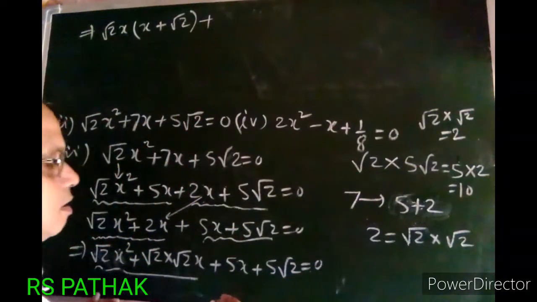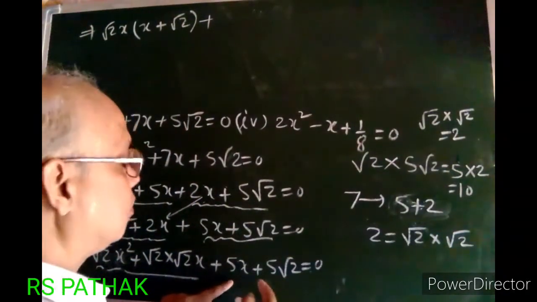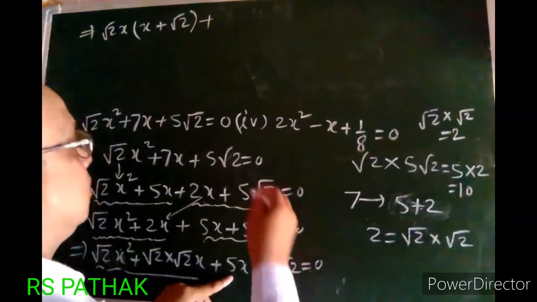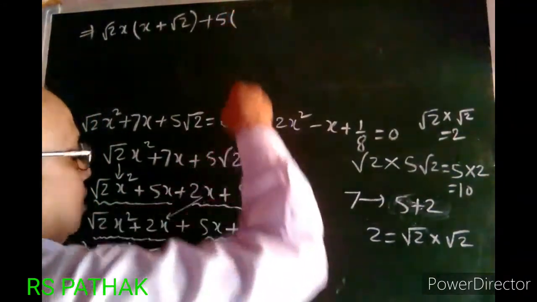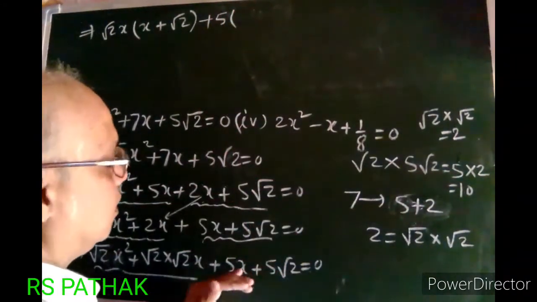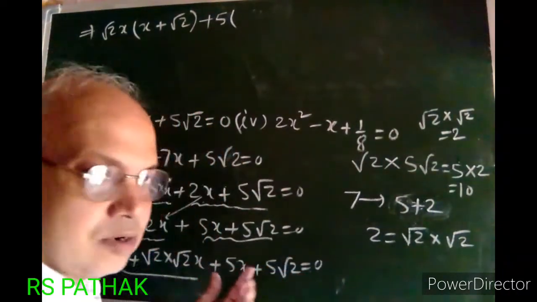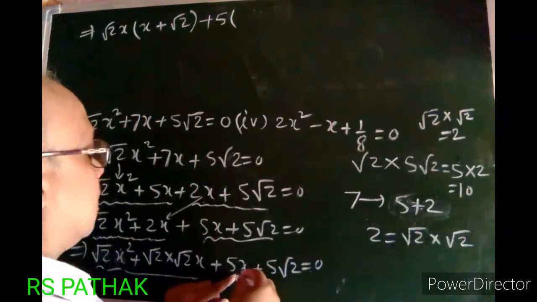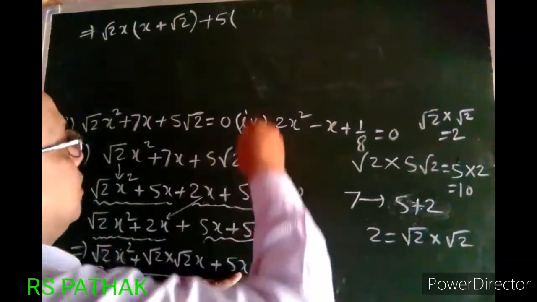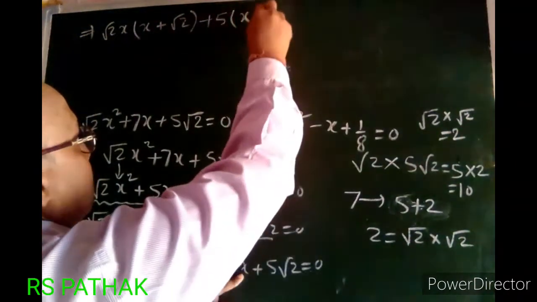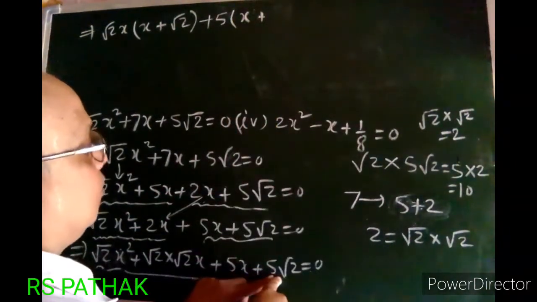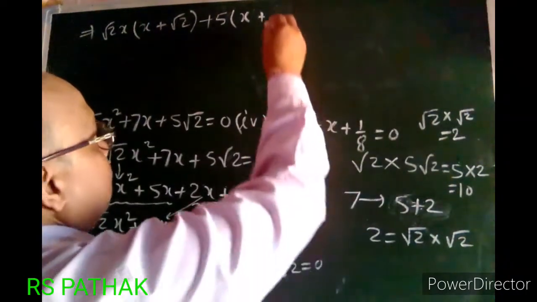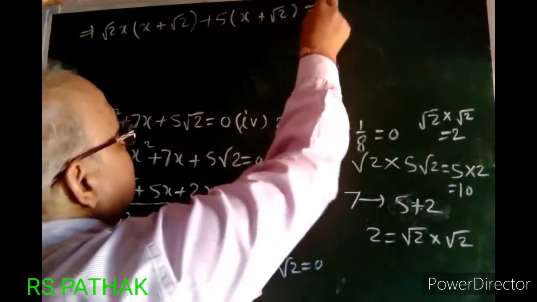Now I am taking the common in this group, 5 is common. Here x is not common. After taking common, 5 will divide 5, x will remain same, plus 5 will divide 5, √2 will remain same, equals 0.